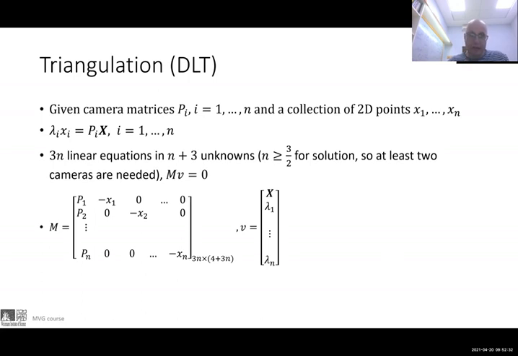Yeah. Okay. But if xi is horizontal, the rows do not match. Right. The width of P1 is not the width of x1.